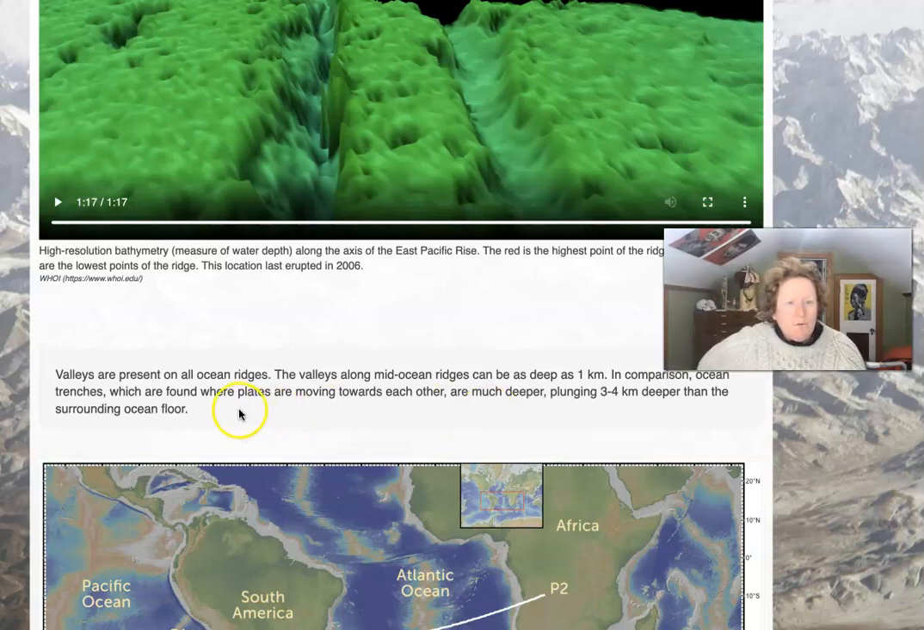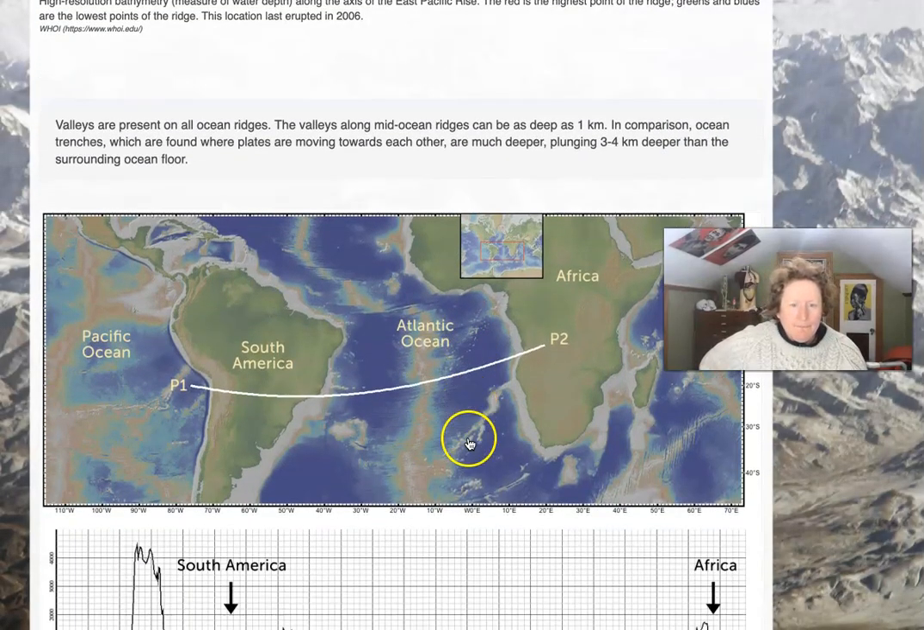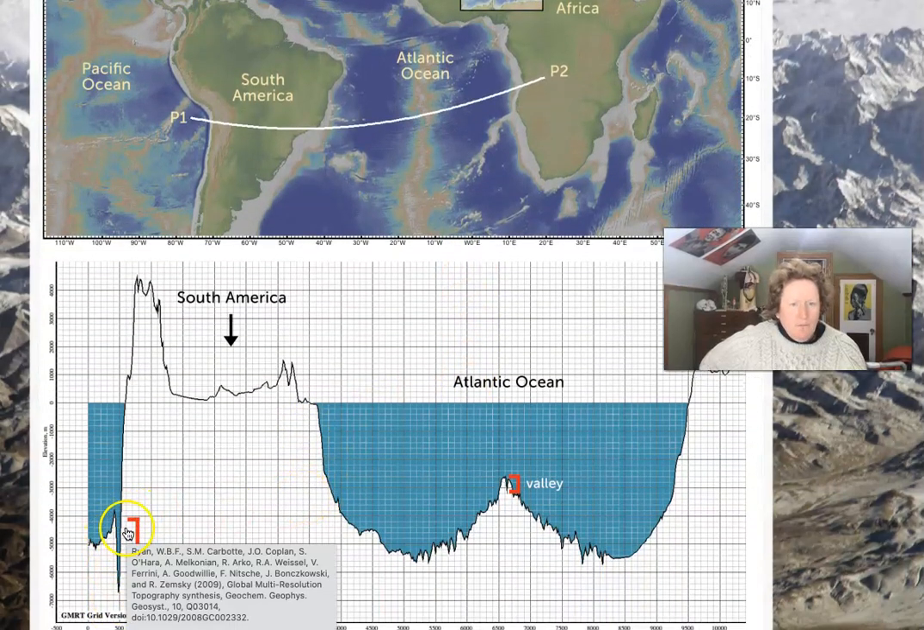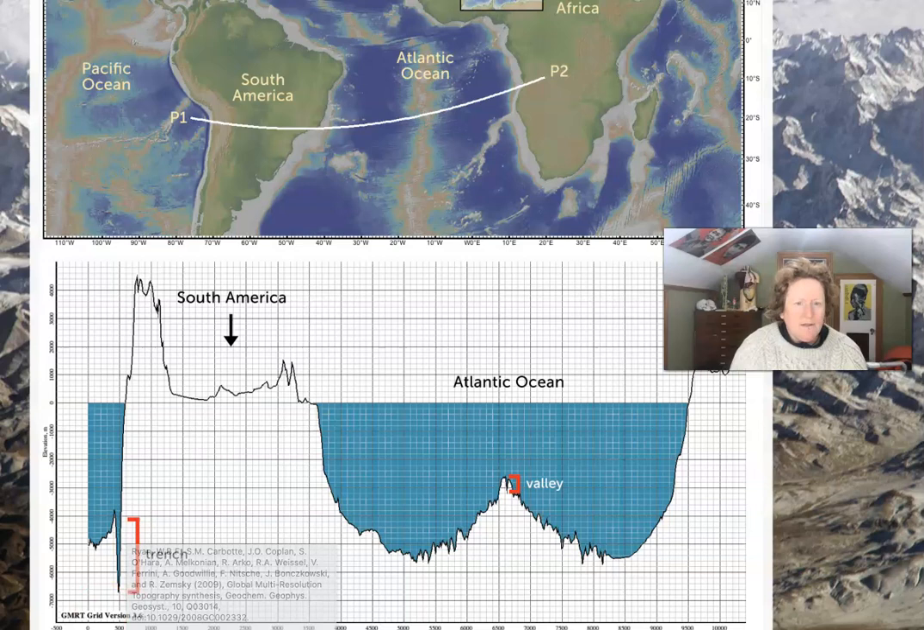In comparison, ocean trenches, which are found where plates are moving towards each other, are much deeper, plunging 3 to 4 kilometers deeper than the surrounding ocean floor. So here's the trench where there's a convergent boundary. The ocean plate is subducting underneath South America here.